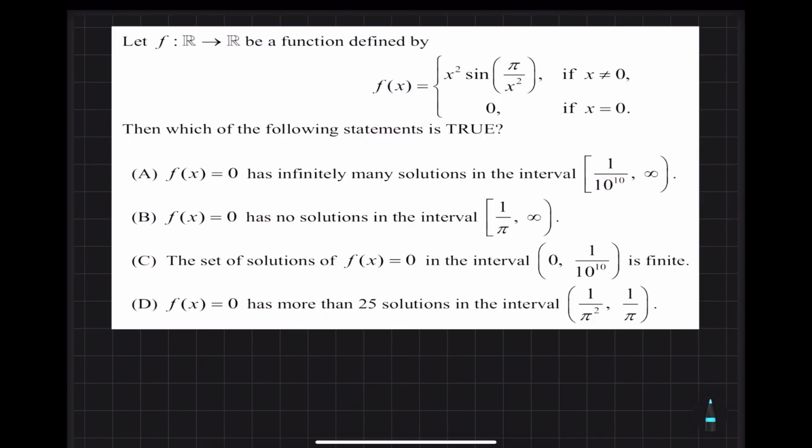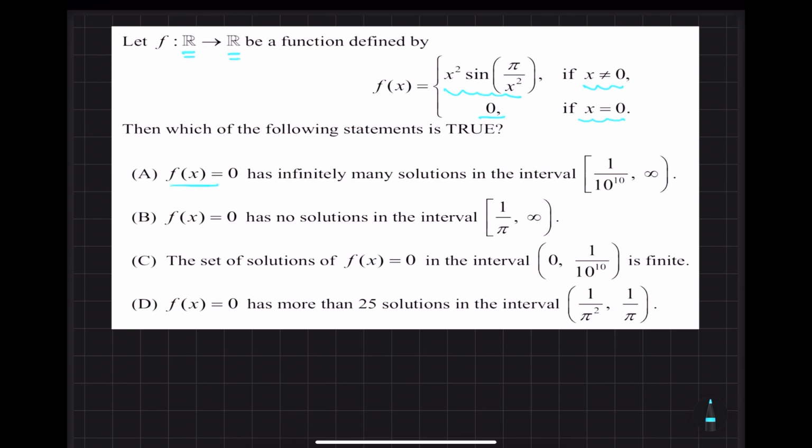So we got this situation. Let f be defined from R to R. So this is the domain, this is the codomain. It is a function defined by f of x equals to this if x is not equal to 0, and the moment x is equal to 0, the function gives 0. Which of the following statements is true? You have to find out which of the following statements is true.